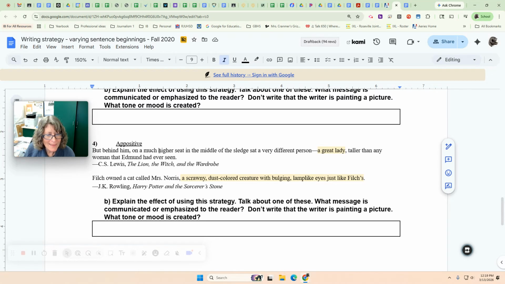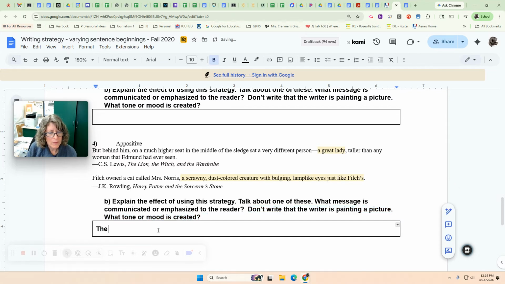So you're going to write either about the Lion, the Witch, and the Wardrobe quote about this great lady that Edmund had, taller than any woman that Edmund had ever seen before, or you're going to talk about Mrs. Norris and the description of her. So you're not writing that the writer is painting a picture. That's bull. You need to write about the tone or mood that's created. It's up to you what you want to do.